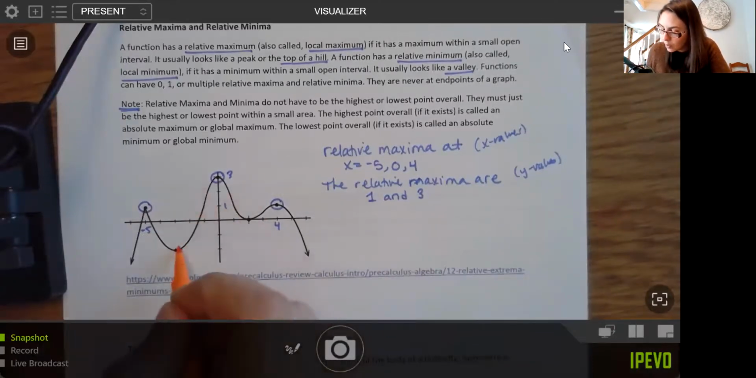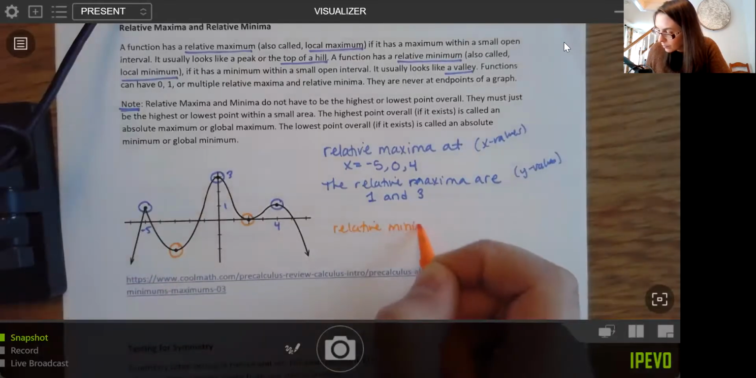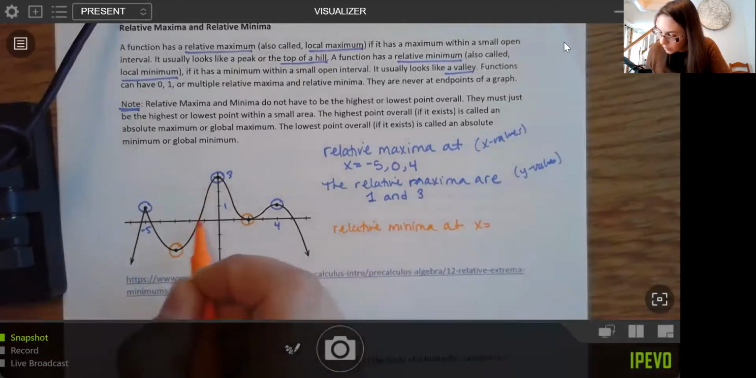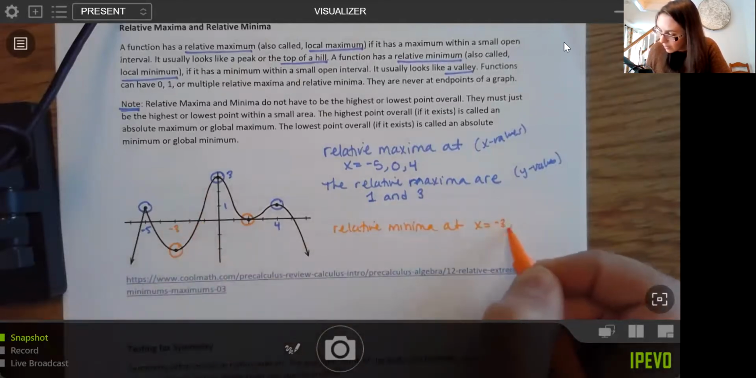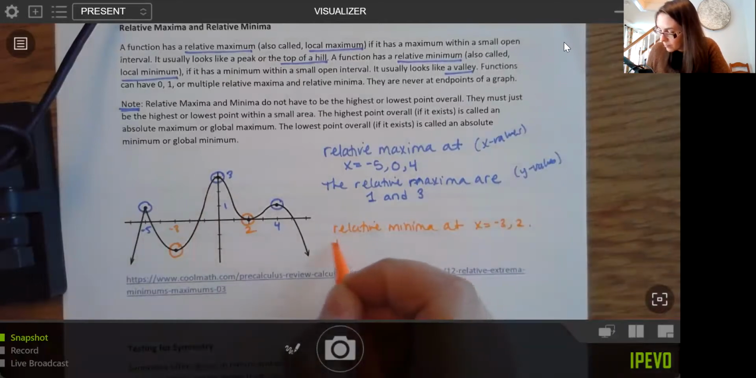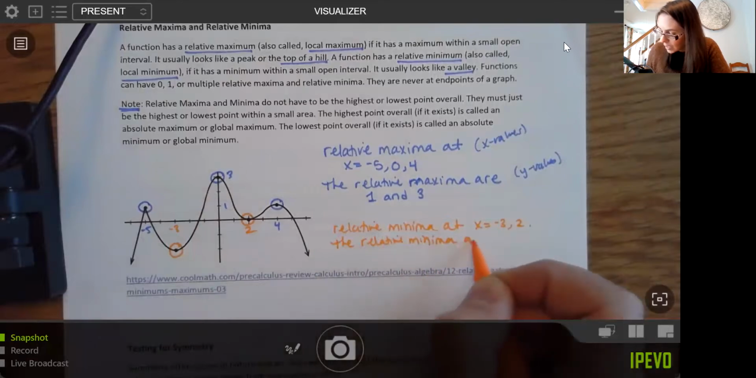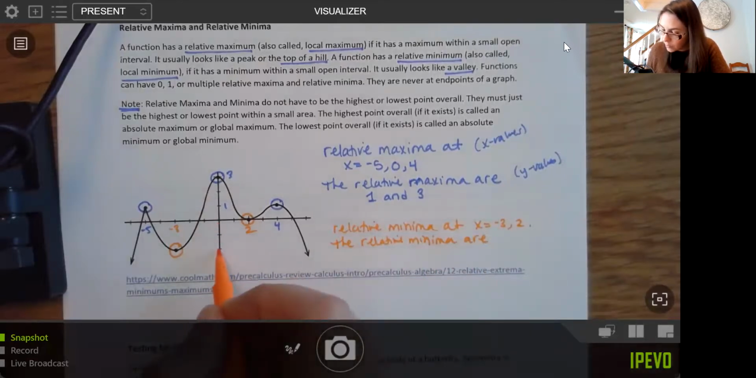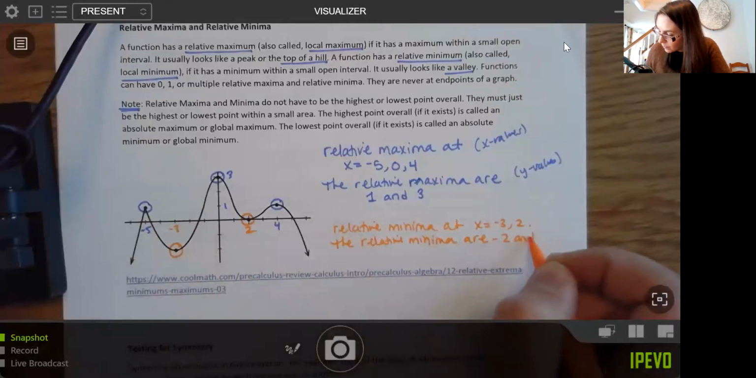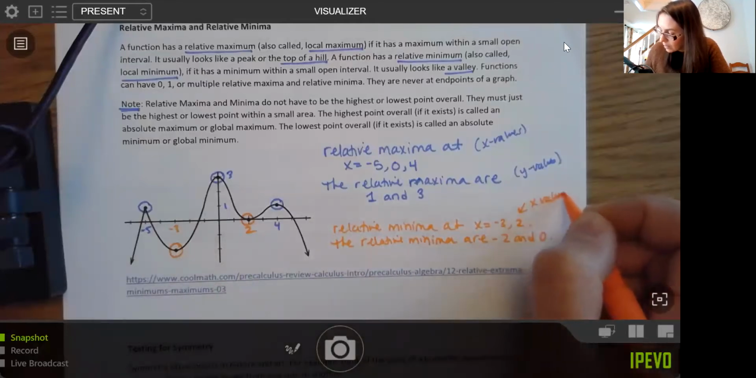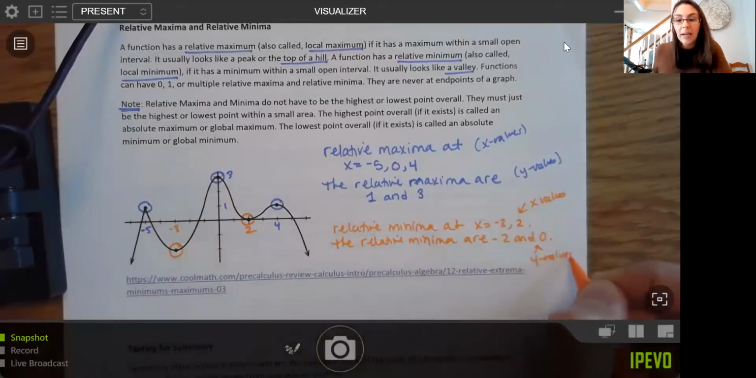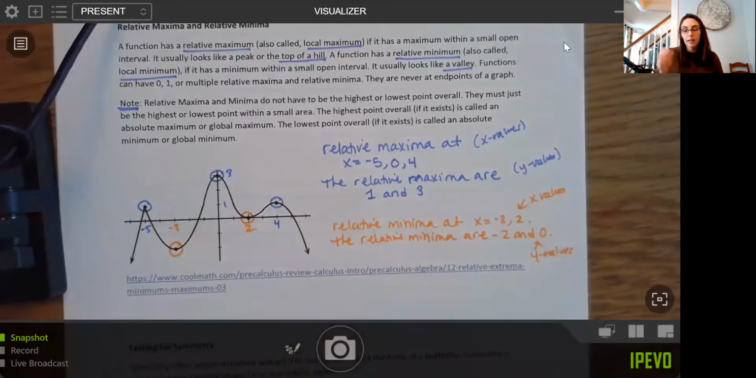We do also have 2 local or relative minima. So at x equals -3 and at x equals 2. And the relative minima are, let's see, y equals -2 and 0. So those are your x values, and those are your y values. Okay. A lot of times they just want the y value. So if they say, you know, what's the relative minimum or what's the relative minima, then they're usually looking for the y values. You want to be careful of the wording. So just when you're going through examples.